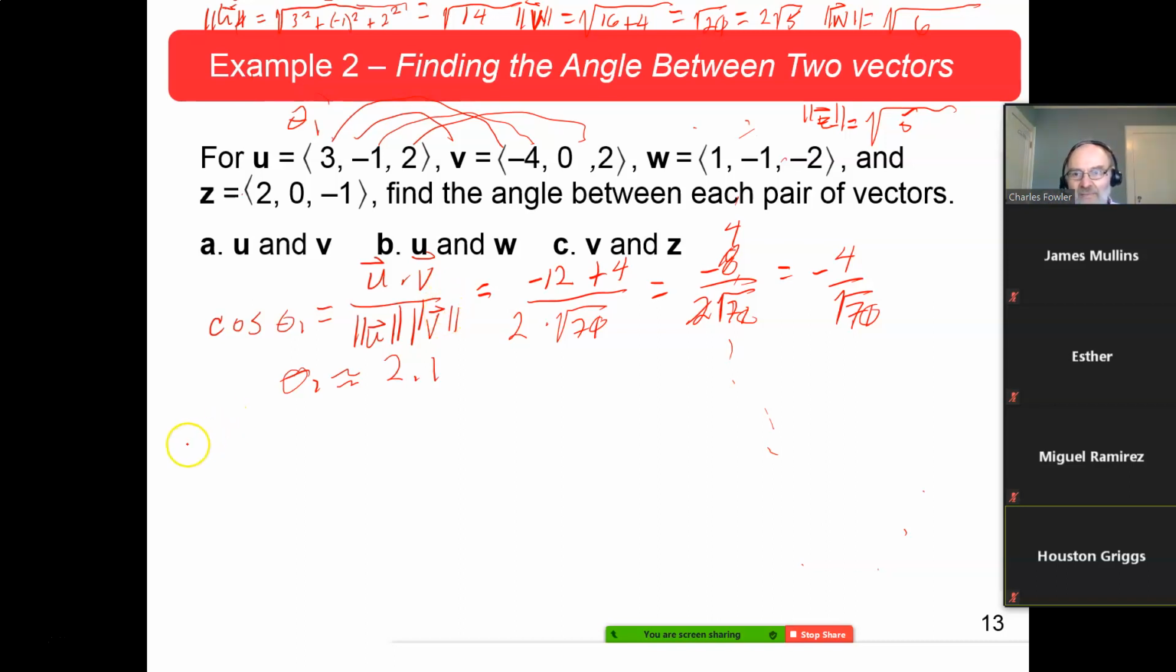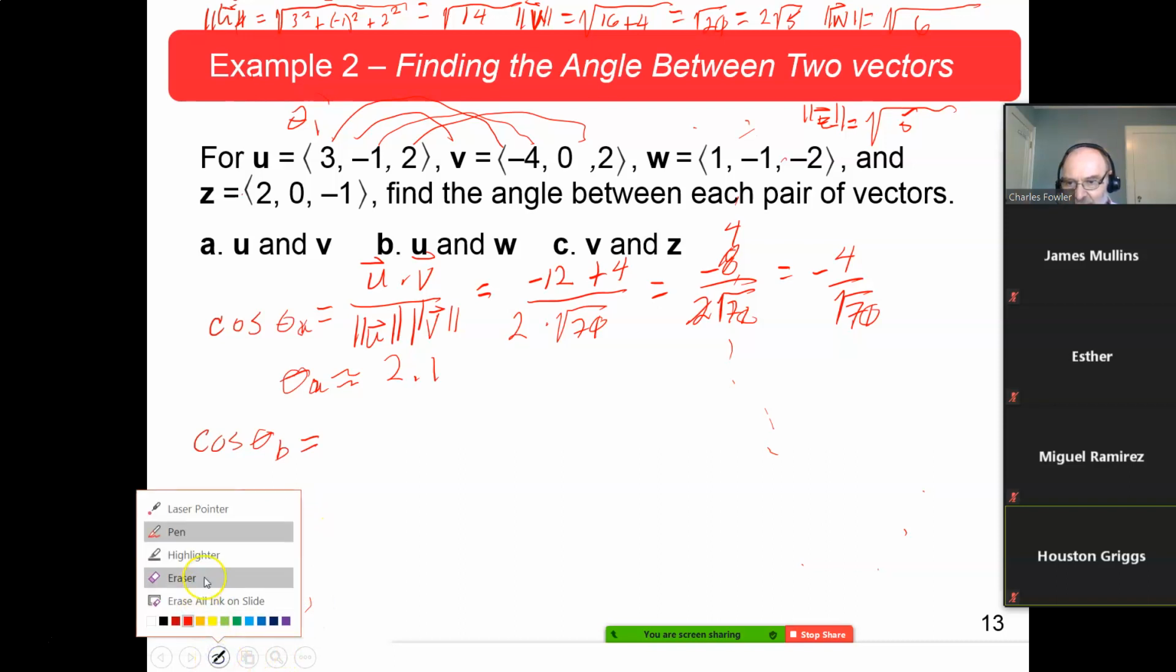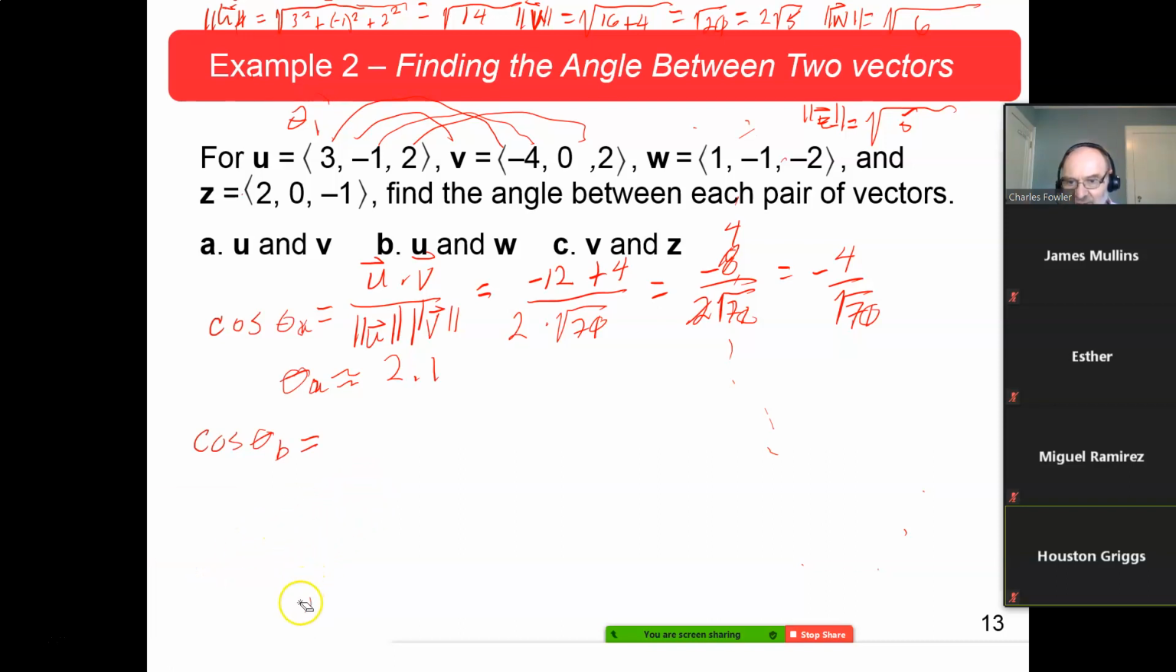The B part, maybe I should have called this theta A. That would have made more sense. Let's do theta B now. The cosine of theta B. Well, that's the angle between U and W. I'm going to erase some of this because it's getting so crowded there. So let's come down here and erase little stray marks like that.